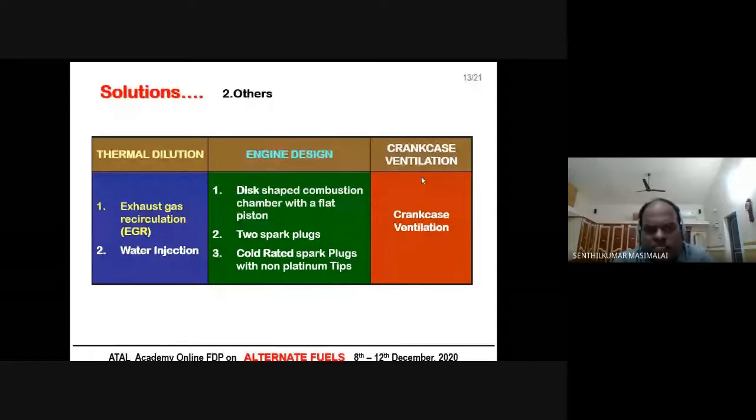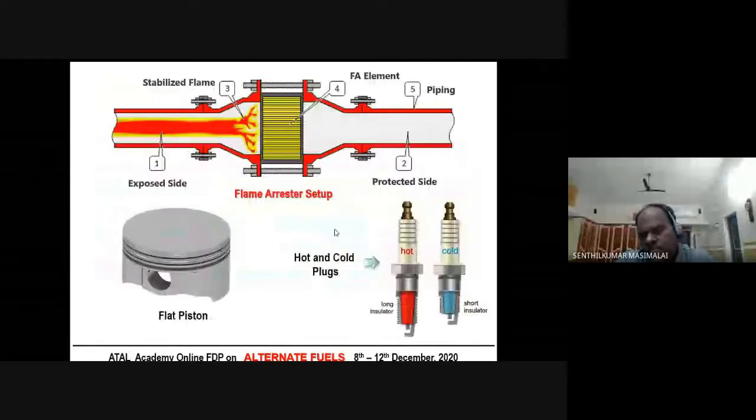Then the third one is about the cold rated spark plugs. So in our spark ignition engine we use spark plugs. We have hot rated and cold rated spark plugs. Generally for hydrogen fueled engine, cold rated. If you look at this figure, you can understand what the cold rated is. The height of the cold rated plug will be smaller than the hot rated, because in our hydrogen fueled engine, the heat must be quickly transferred to the top.